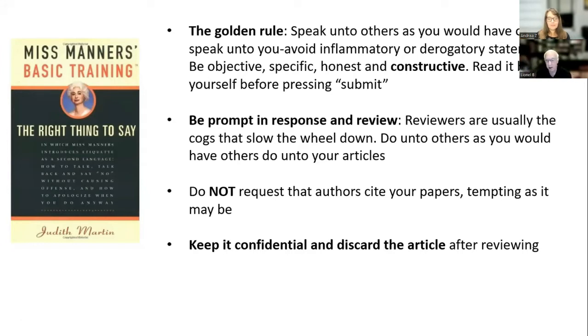We're pretty quick in assigning articles when they come through. Generally, we assign them the day we get them. It barely takes more than 3 or 4 days for us to get to an article that's been assigned to us for a decision. Sometimes it takes a few more days, like during COVID when we were getting 1,200 articles a year, but now we're back to a more normal volume. Reviewers are usually the cog that slows the wheel down, but not always. So do unto others as you would have others do unto your articles.